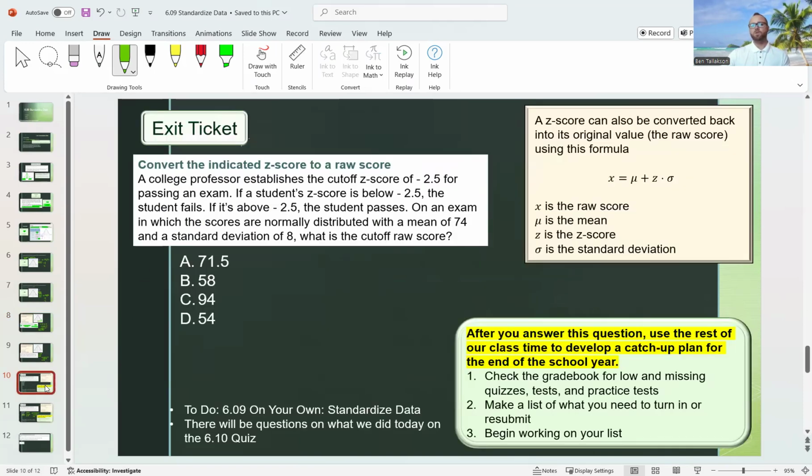And we are all ready for our exit ticket. I told you this lesson will be short and sweet. So practice one more time, and then we'll work it out together. Here we go. Convert the indicated Z-score to a raw score. Right away, raw score formula.